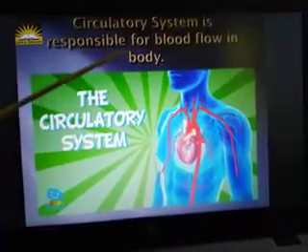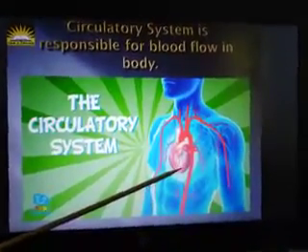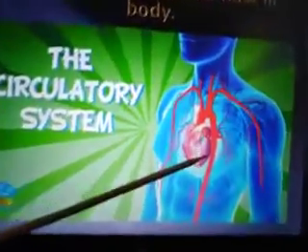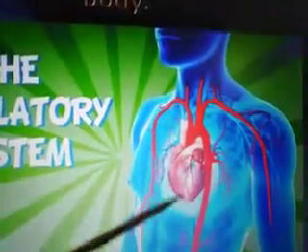After digestive system, we talk about the circulatory system. Circulatory system is responsible for blood flow in the whole body. You can see this picture. In this picture, this is heart, and heart is the main organ of circulatory system.